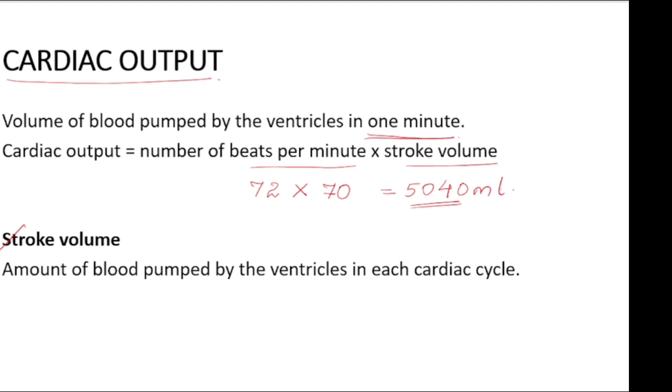So again, the volume of blood pumped by each ventricle per minute is cardiac output, and the amount of blood ejected by the ventricle during each heartbeat is called the stroke volume. Stroke volume multiplied by the heartbeat, we will get the cardiac output. And the body has the ability to alter the stroke volume and the heart rate. That is why the cardiac output of an athlete will be much higher than that of an ordinary man. Atrial systole takes only 0.1 second.